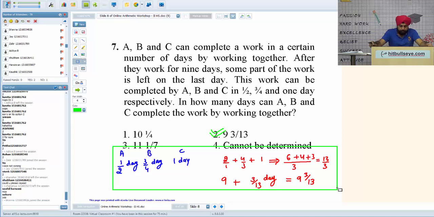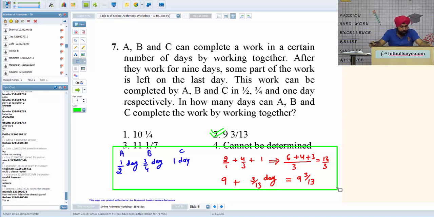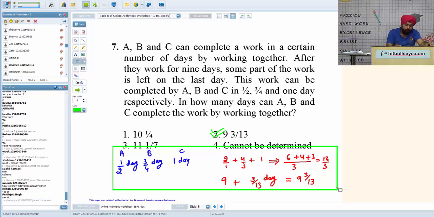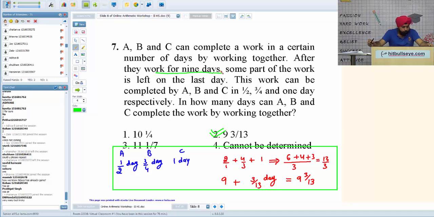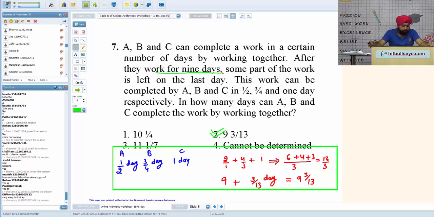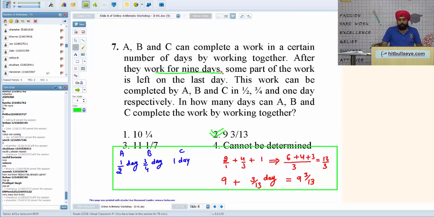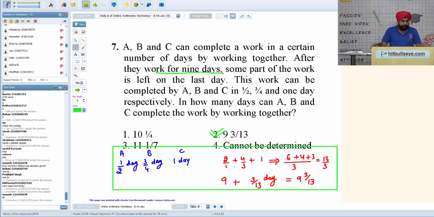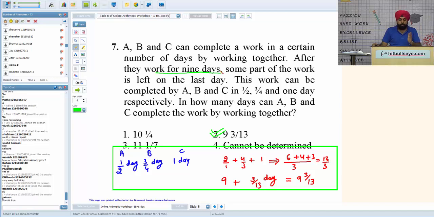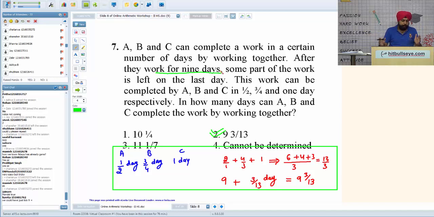I just said the question says A has to do the remaining work. That's great, Manish. Just read the question. After they work for 9 days. See, I have underlined it for you. They all have worked for 9 days. So this means 9 days have already gone. So the remaining work they can individually do in 1 by 2, 3 by 4 and 1 day. So basically the question is, if you do a piece of work in 1 by 2, 3 by 4 and 1 day, together you can finish it in how much time?